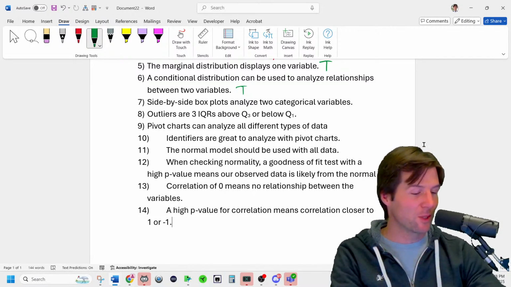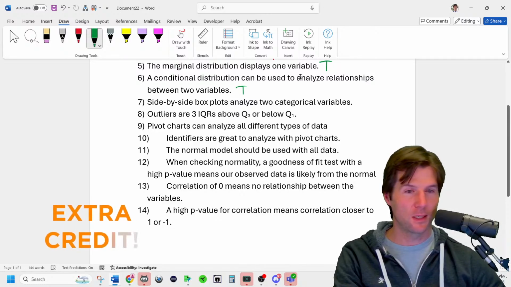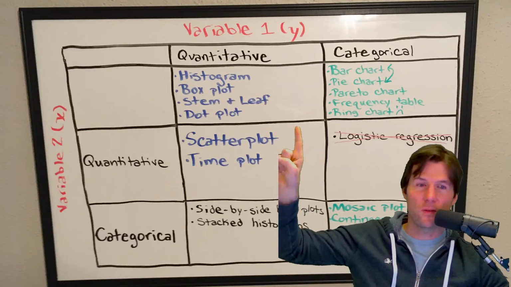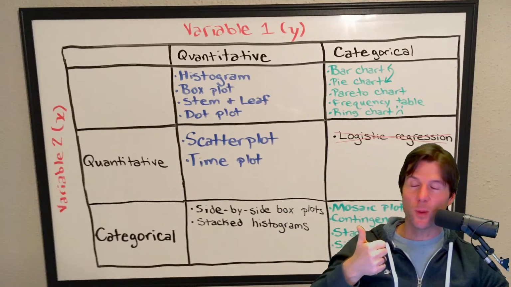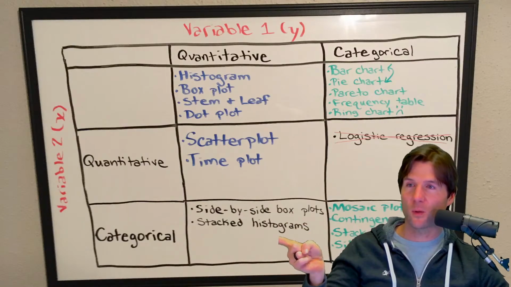Don't worry, we're throwing you some points right here. It is false. Side-by-side box plots are not for two categorical variables because box plots are quantitative. No, don't worry, it's points. We practice. Good job, Bella. Practice. And then side-by-side box plots are categorical and quantitative.